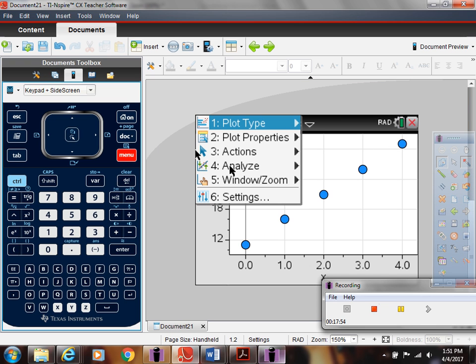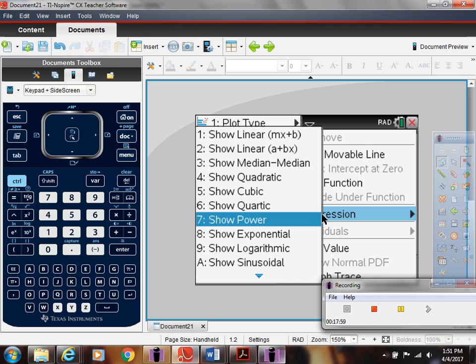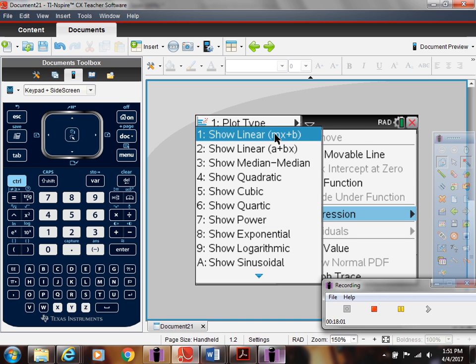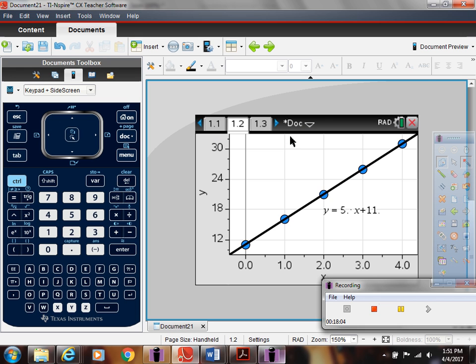Menu, analyze, regression. So menu 4, 6, and then go all the way to the top where it says mx plus b. And there's your equation, 5x plus 11. So if you needed the slope, which number would represent the slope? Which number represents the slope, the 5 or 11? The 5. Hey guys, it's mx plus b. This is your m, which is the slope or rate of change. This is your b, which is your y-intercept. mx plus b. You need to know that. That would be the equation.